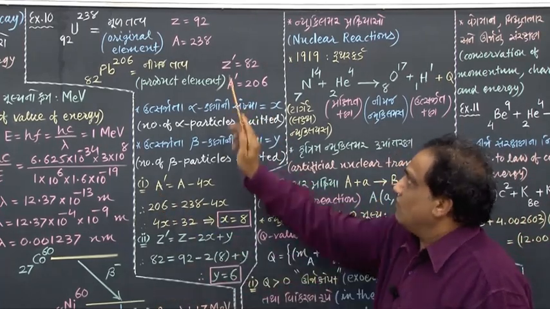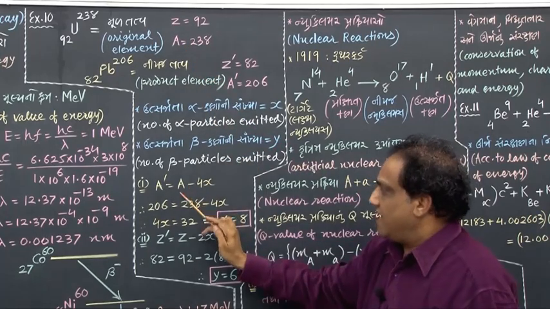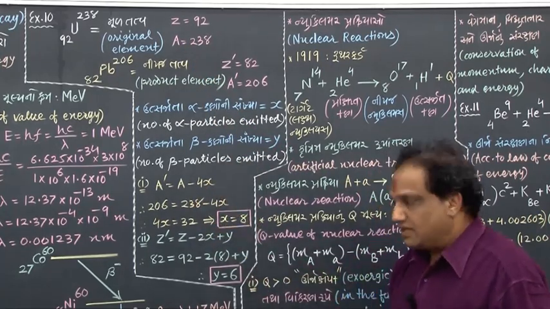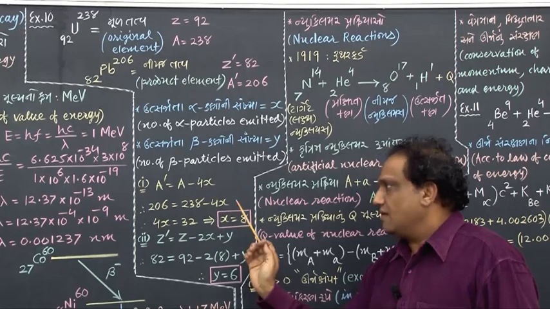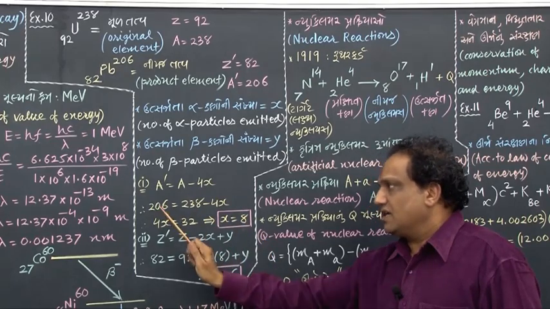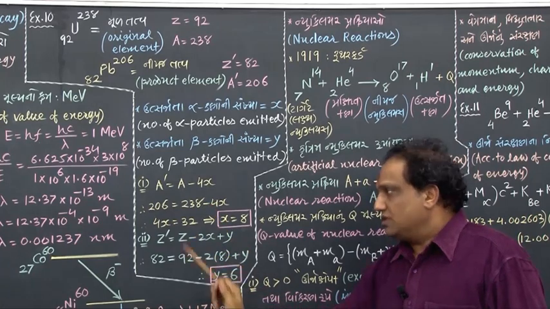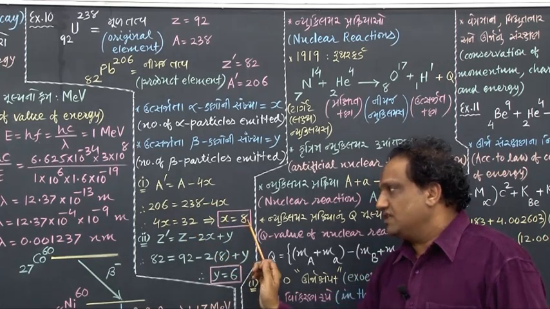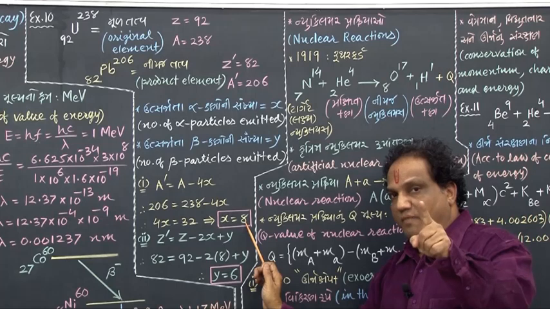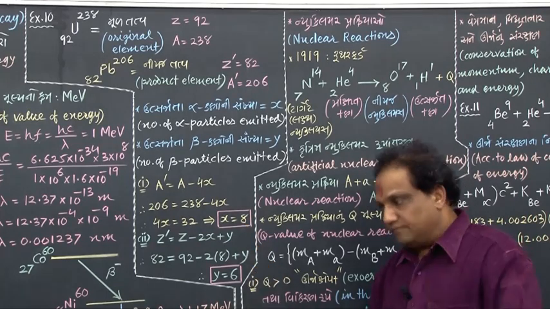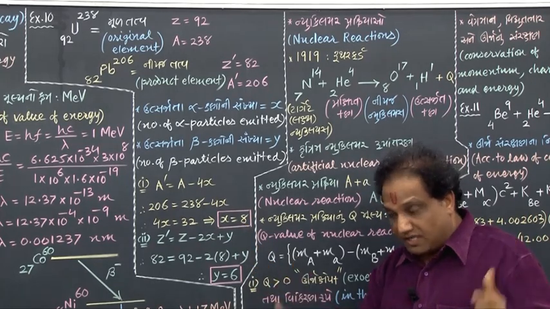What is A dash value? 206, correct? What is A value? It is 238 minus 4x. From here you will find out 4x. Come on, transfer this, it will become plus. Transfer this here, 238 minus 206 will give you 32. Then x will be 32 upon 4, which is 8. So what is the number of alpha particles emitted? Come on, 8. Now let us find out the number of beta particles this way.